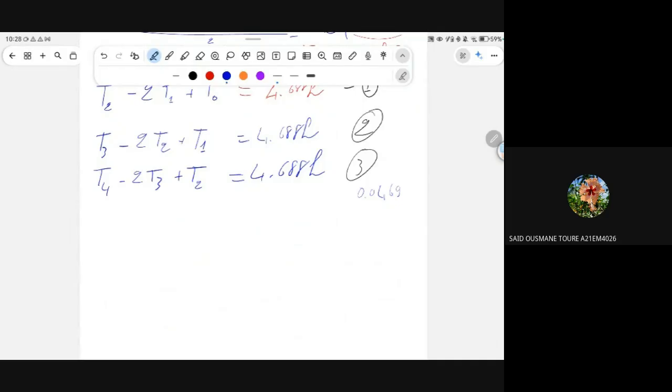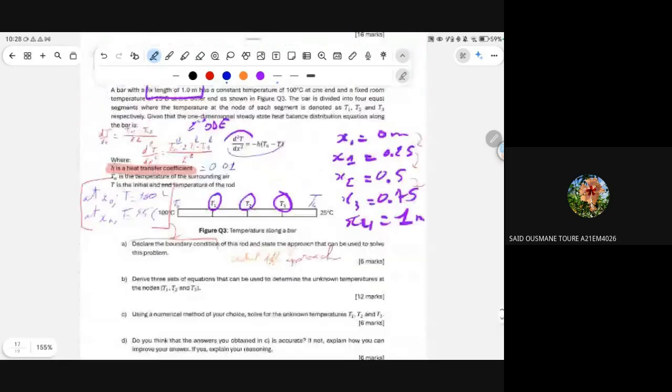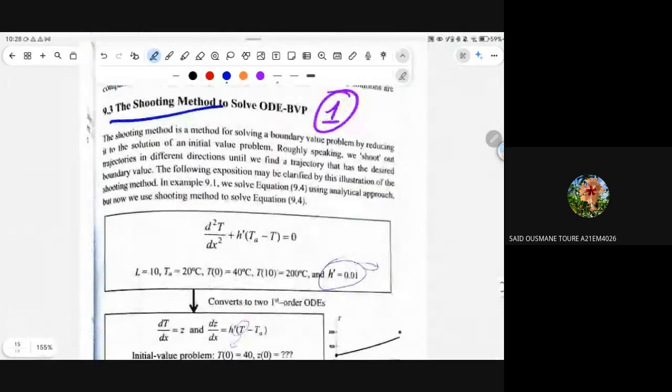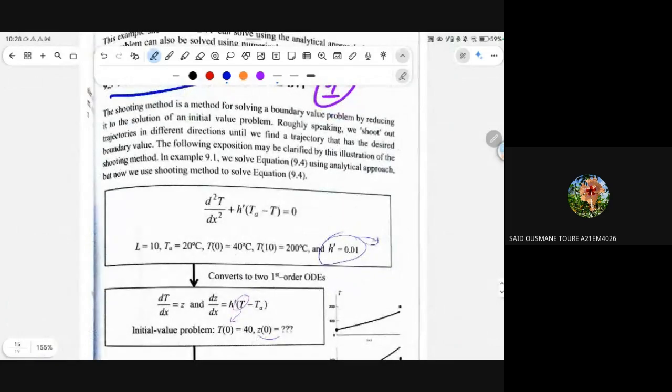Faris. Okay, I just got it from the book. In the book, they have the same case. They say that in this example, you have the second derivative of T, you have h(Ta minus T), and Ta equals something, and T0 equals something, and then T at the end equals 200. Ta is room temperature. T10 is the T at the end, when L equals 10.